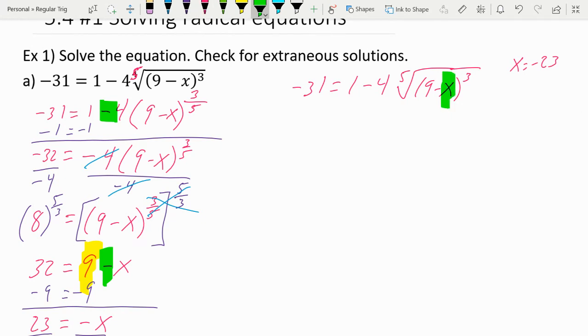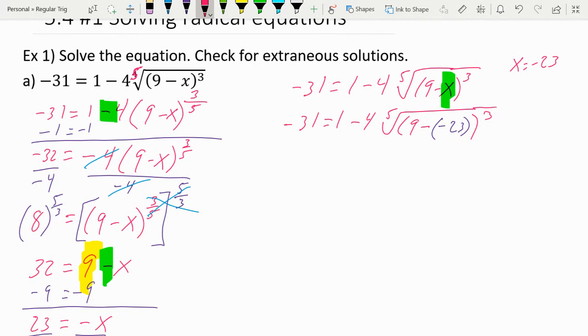Okay. So anywhere I see x, I'm plugging in -23. So I have -31 is equal to 1 minus 4 times the fifth root of 9 minus, and then now here's where I'm plugging in the -23. Well, because I have two negatives next to each other, I need that extra set of parentheses raised to the third power.